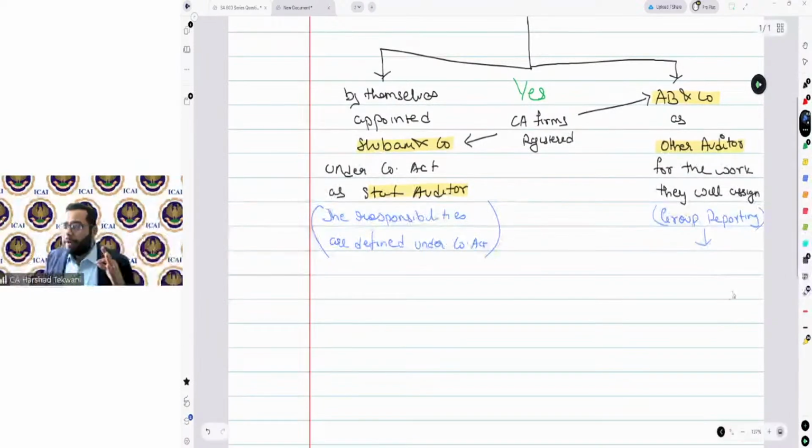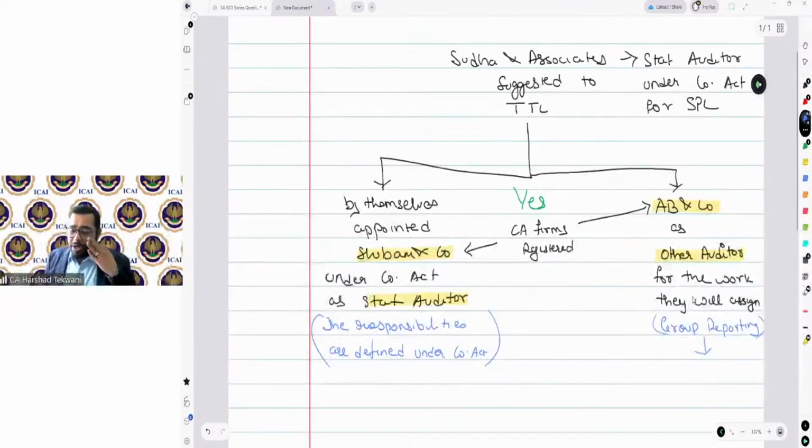Here, the other auditor will perform the procedures that are necessary for the principal auditor or the parent auditor to include or rely upon the financial information that is included in their financials. So if these financials are prepared by Shubham and Company, AB and Company can perform additional procedures on that financial and provide the information to Sudha and Associates so that they can include that financial information appropriately in their consolidated financial statements, wherever they are merging.